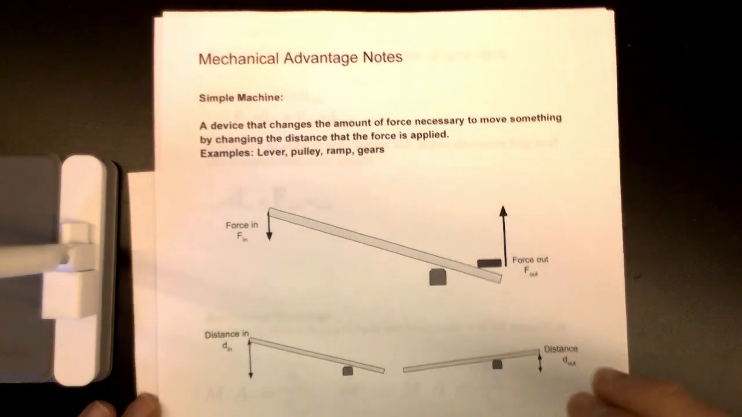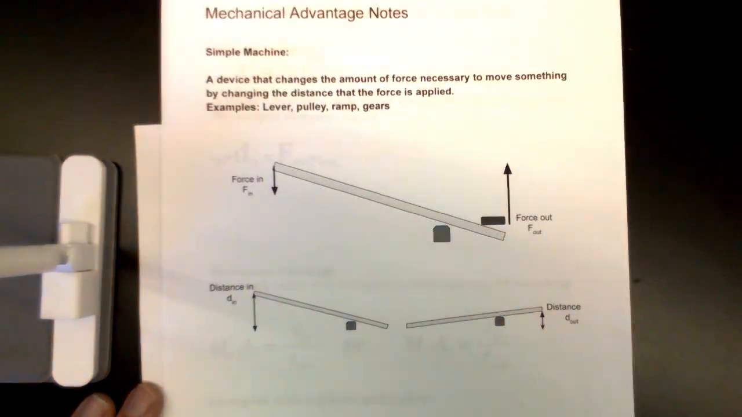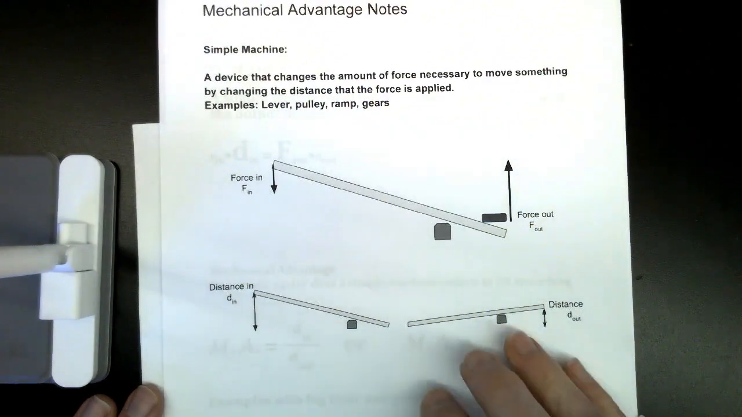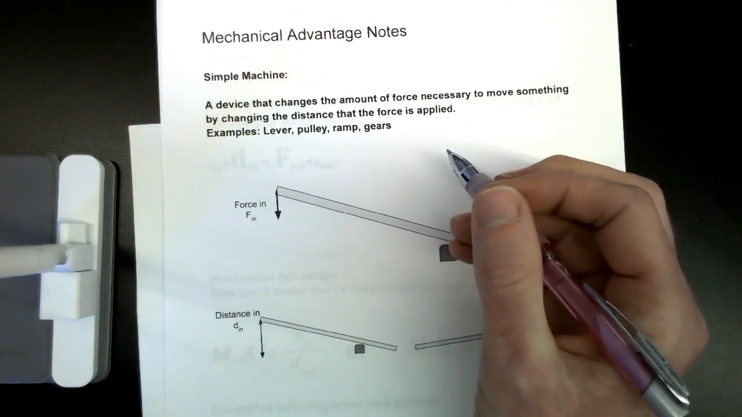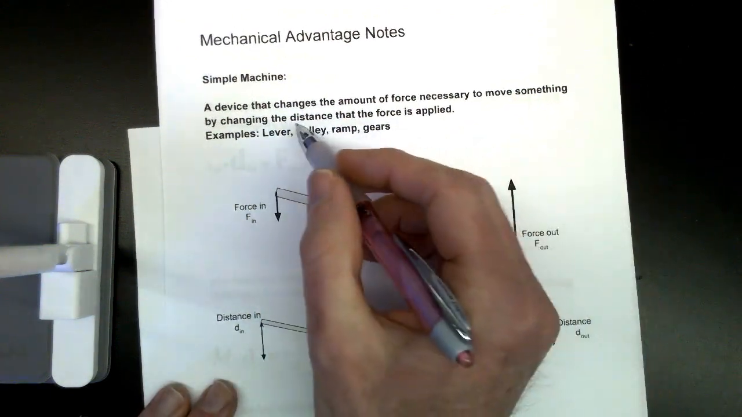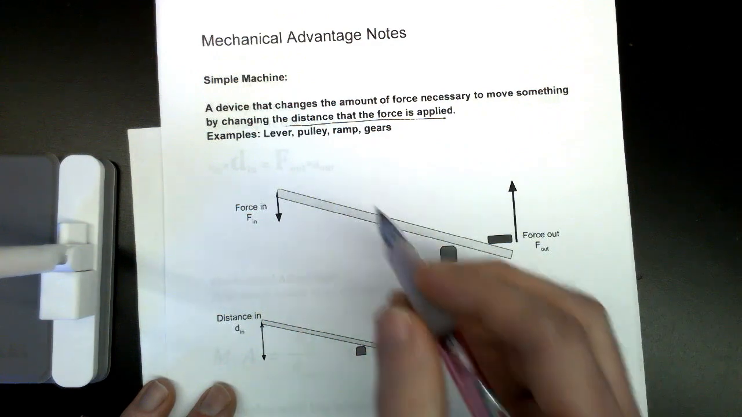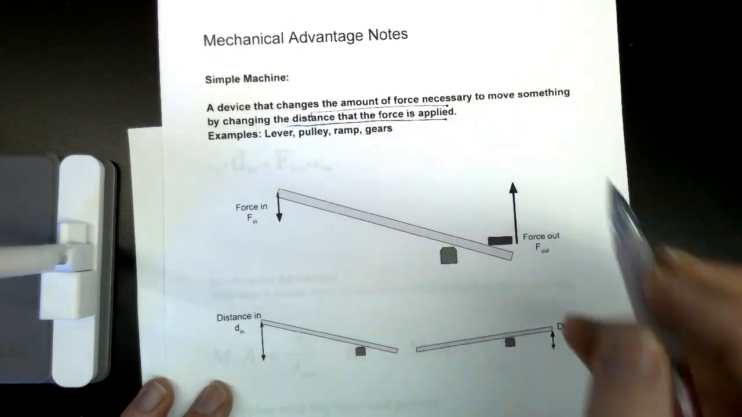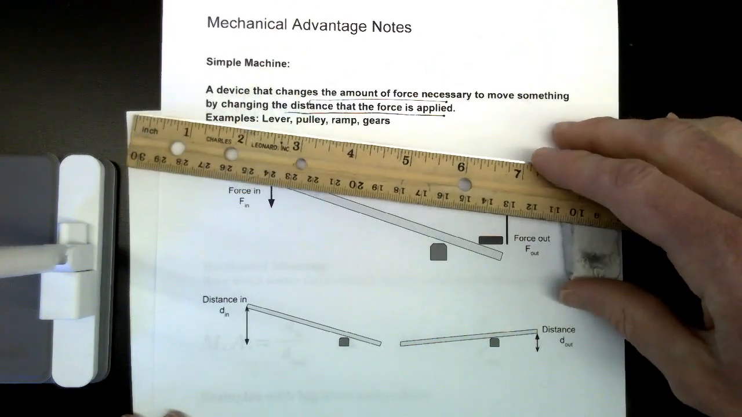So mechanical advantage over here we talked about in class is something to do with a simple machine. Let's see if I can get this to focus a little bit better. There we go, that's a little bit better. So when we have a simple machine, what we're trying to do is we're trying to move something and we're changing the distance that the force is applied. And it's going to change the amount of force necessary to do that. So our simple thing right here, the most basic one was kind of our lever, right?